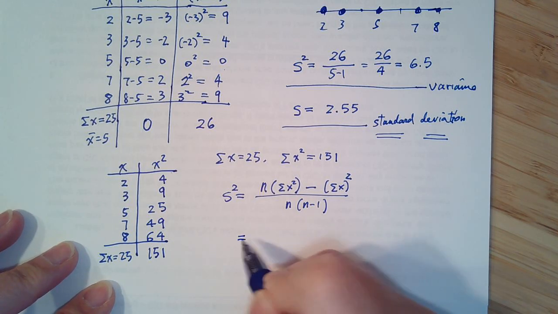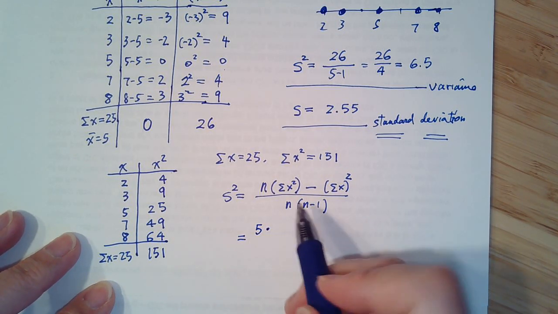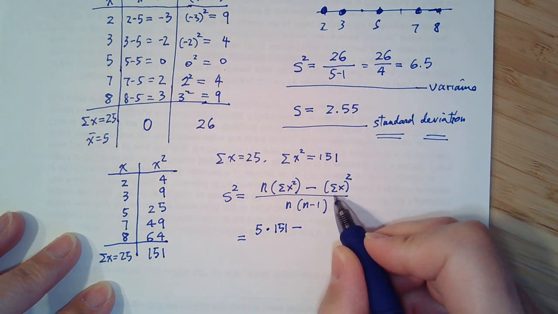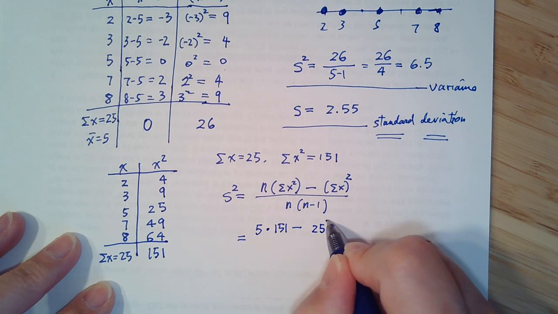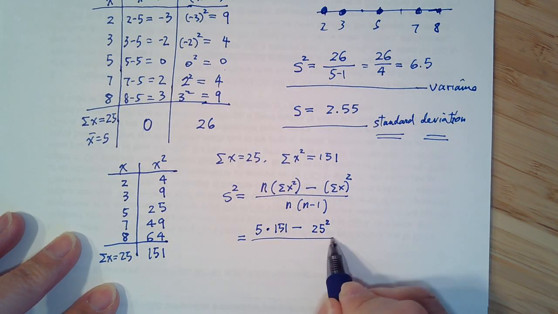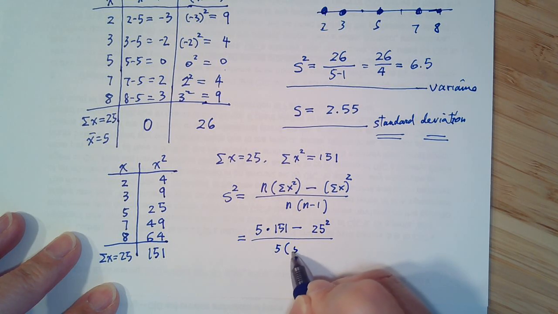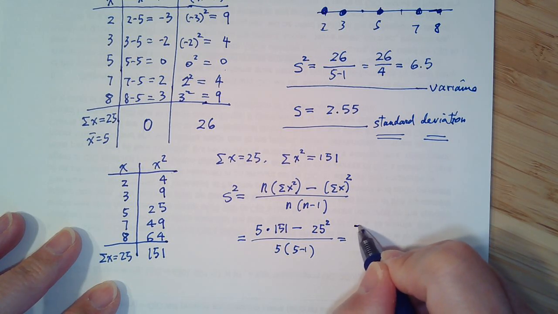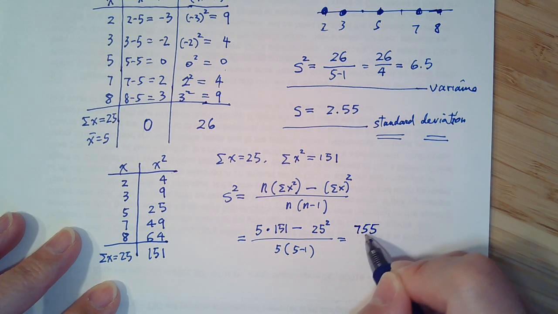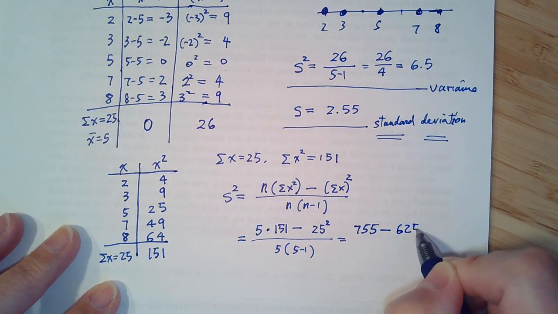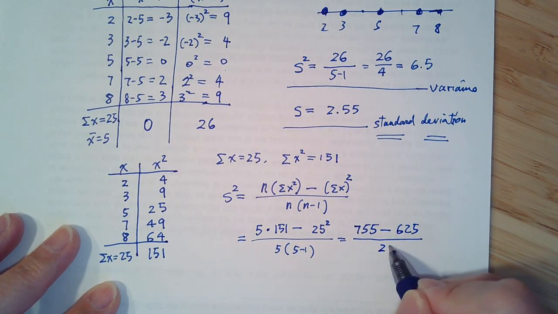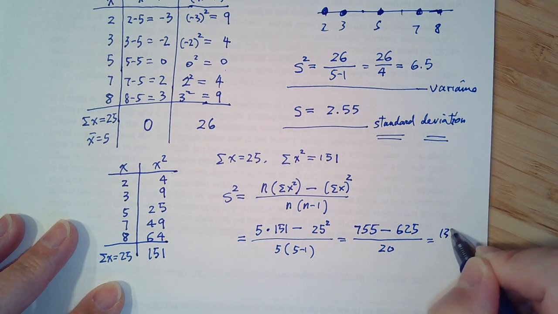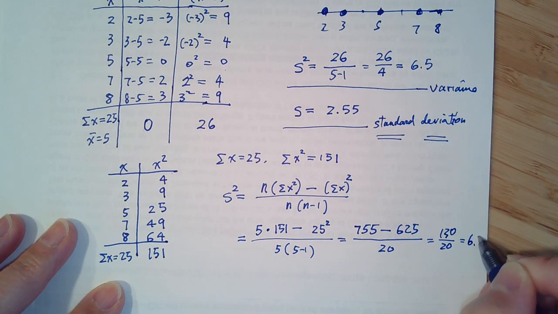But let's see, 5 times the sigma of x squared, which is the sum here, so that will be 151, minus sigma of x, which is 25, squared, right? And then divided by n, which is 5, so it's going to be 5 times 5 minus 1. 5 times 151 is 755, and 25 squared is 625. The denominator is 5 times 4, which is 20. So 755 minus 625, I got 130, divided by 20. So it's also 6.5. So we get the same answer.